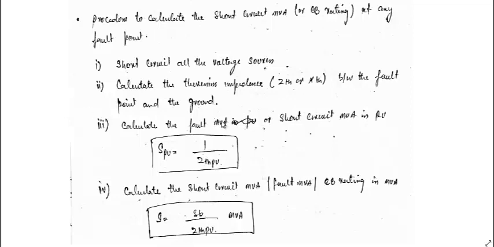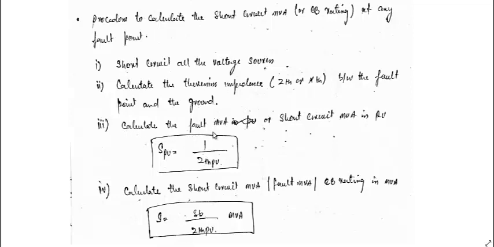In the previous case, we first had to calculate the pre-fault current and pre-fault voltage. Here it is not the case. We just have to calculate the Thevenin impedance only. And one more thing to be taken into consideration is that the base kV is to be taken as the voltage at the fault point.